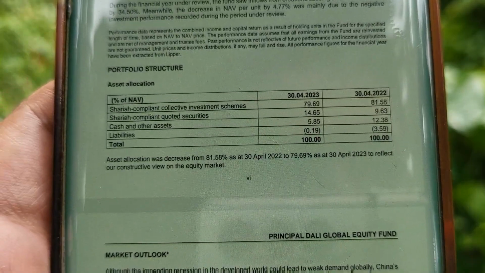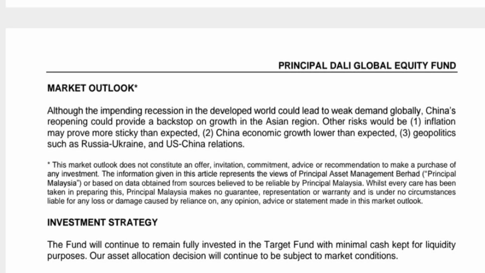For the market outlook, it took note of the possibility of a recession, the threat of inflation, and China's economic growth, as well as geopolitics such as Russia-Ukraine and US-China relations.